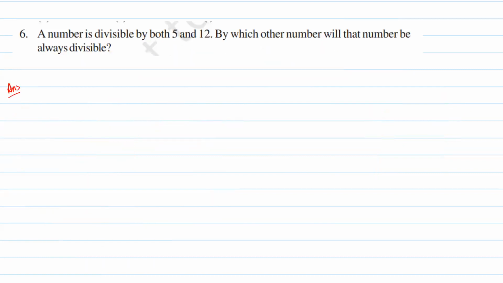Coming to question 6. A number is divisible by both 5 and 12. By which other numbers will that number be always divisible? How will you find it out? In these types of questions, you have to see whether you have to find the HCF or the LCM. It is saying that there is a number, let the number be x, which is divisible by 5 and 12 both, and it is asking by which other number will x always be divisible.